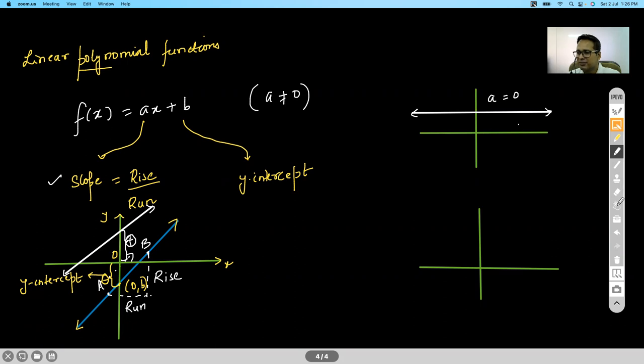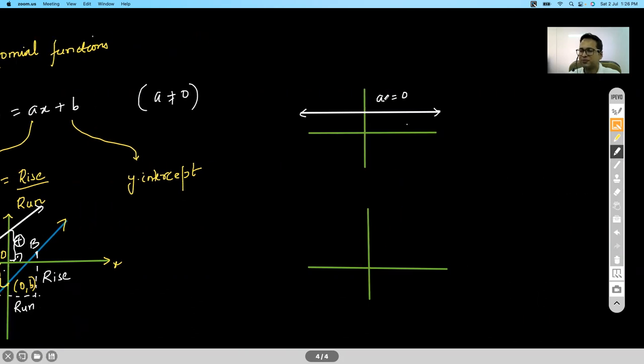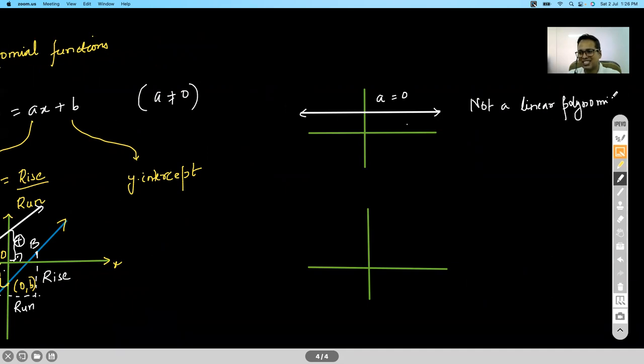Okay. So we will not be talking about this. We will not be considering this to be a linear polynomial function. So this is not a linear polynomial function. Okay. It's a constant polynomial function, right? Okay. And if your line is vertical like this, even though it is a line, note that this is not a function itself.